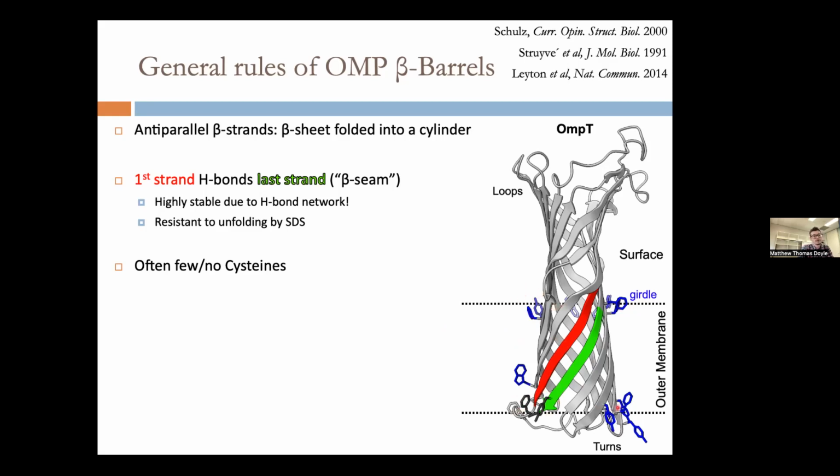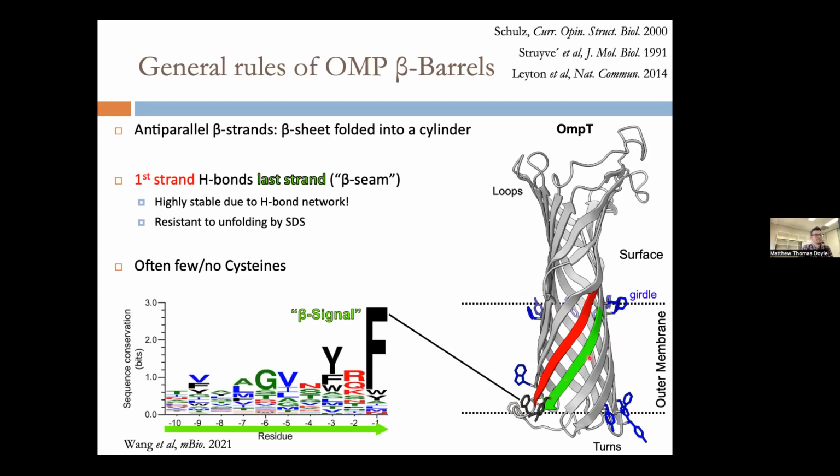Barrels also have these girdles, in blue, of aromatic residues, kind of to snorkel and orient the barrel correctly in the membrane. And as I said, the C-terminal strand of barrels is highly conserved, and they form these motifs called the beta signal. And usually you have this final phenylalanine at the very end. And it wasn't known what this was for. It's present in at least 70% of barrels in E. coli, but what it was doing was unknown.